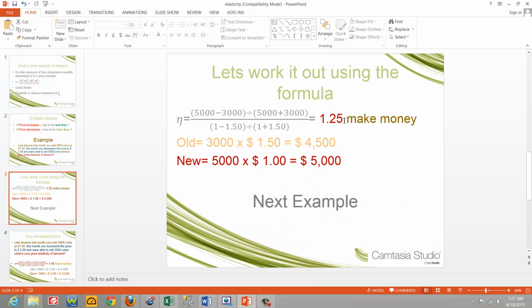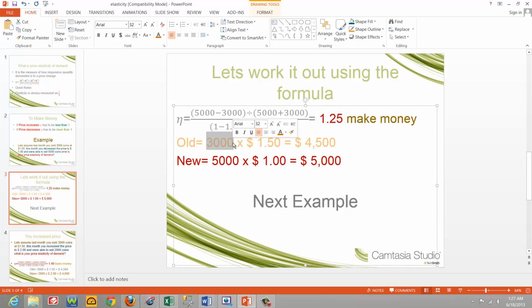And to show that this worked and you made money, you simply multiply. You were selling before 3,000 coins, and you were selling it at $1.50, which earned you $4,500. Now you decrease the price to $1, but you were able to sell 5,000. So now you're earning $5,000. So more money.